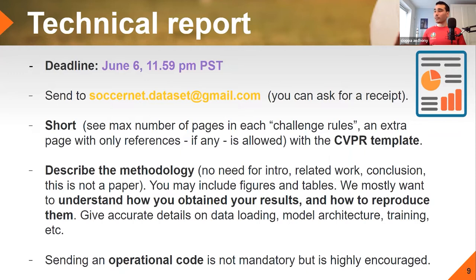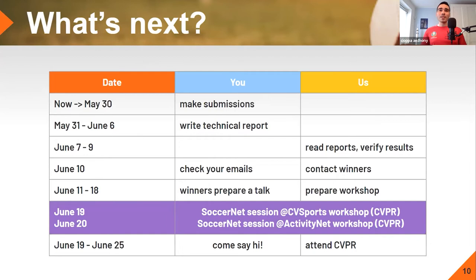So now let's see a bit the planning for the next few weeks. We've separated the plan between what you have to do and what we have to do. Up until the deadline at the end of May, we don't have to do anything, but you are working. You will basically need to make the submissions to the different challenges. Then you will have 1 week to write the technical report according to the guideline that I just gave you. So remember, it doesn't have to be paper-proof ready with very nice sentences and stuff, just the basic stuff so that we understand.